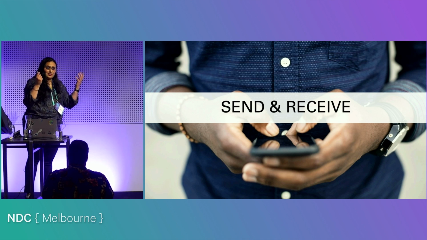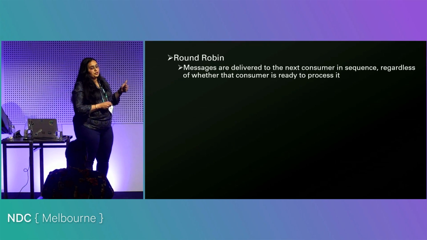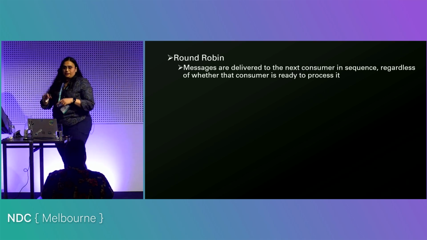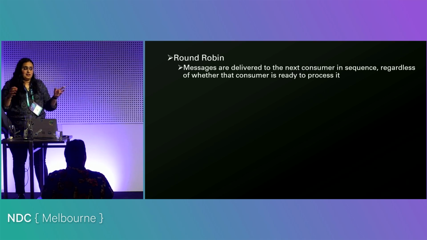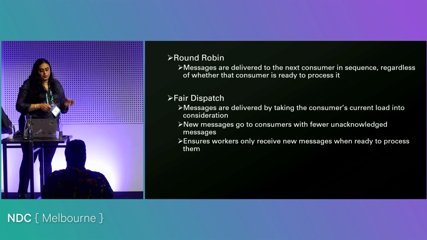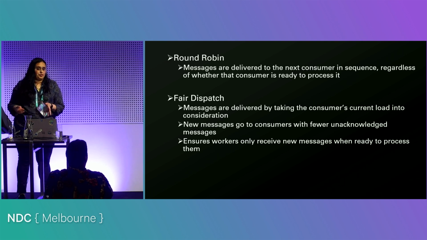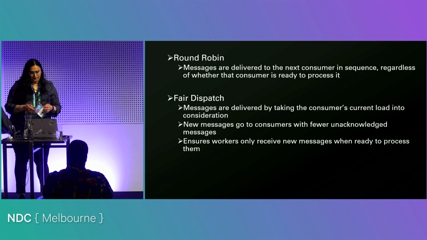Remember the scale out scenario of receivers? There are 2 modes in which you can have competing consumers, which is round robin, which makes sure that messages are delivered to the next consumer in sequence, regardless of whether the consumer is ready to process it or not. And there's fair dispatch, which makes sure that consumers get the messages only when they are ready to process it. So if you have a very busy consumer, it won't receive the next message. It would go to the one which is less busy so that it can be worked on.